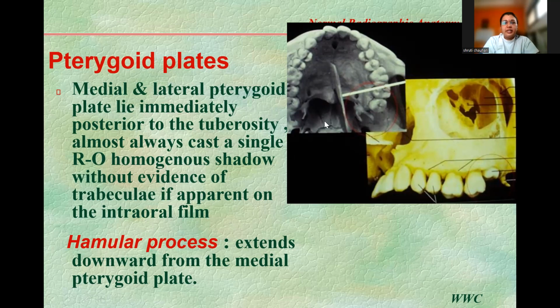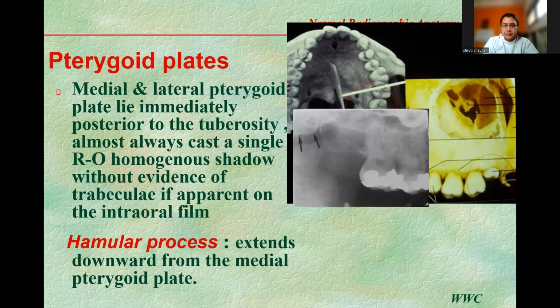So the medial and lateral pterygoid plates lie immediately posterior to the tuberosity, and they almost always cast a single radio-opaque homogeneous shadow without the evidence of trabeculae if apparent on the intraoral film. The hamular process extends downwards from the medial pterygoid plate. Okay. So now, see, these pterygoid plates, finding the pterygoid plates on an IOPA is very difficult because they are situated very, very posterior to your third molar.